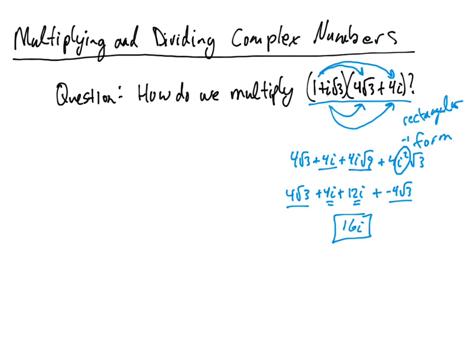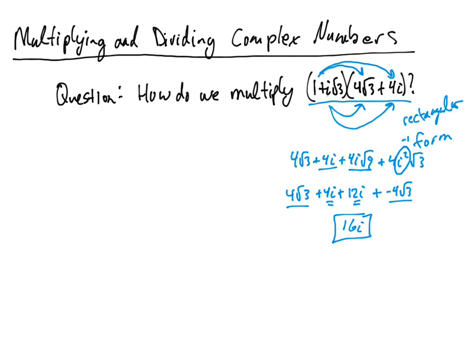Okay, so that is a refresher on how we multiply two complex numbers when we have them written in rectangular form. However, what's going to happen if these numbers are written in polar form? What's going to happen when we write them into polar form? How do we multiply those?